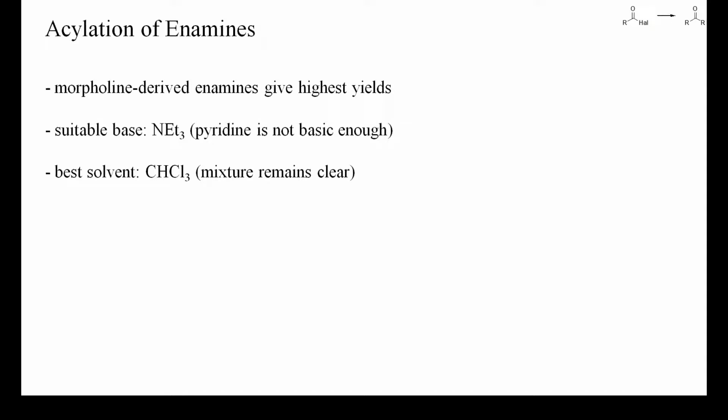The auxiliary base must be at least as basic as the starting enamine to prevent iminium salt formation. Triethylamine seems to be a good choice, while pyridine is not basic enough. It has also been observed that highest yields are usually obtained when no precipitates form during the reaction, and chloroform seems to be a suitable solvent, despite its sensitivity toward bases and amines. Solutions of amines or enamines in chloroform shouldn't be kept for more than 24 hours, because this can cause the formation of a whole new set of byproducts.